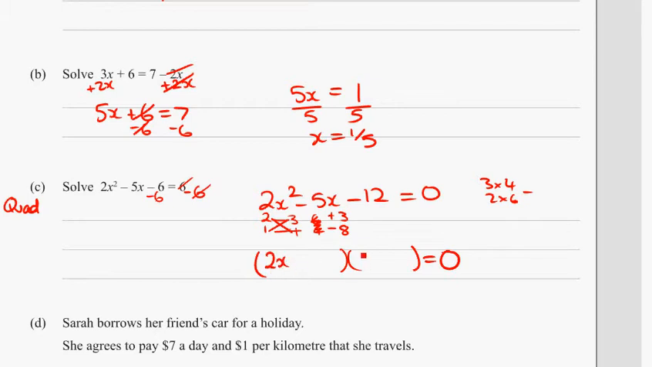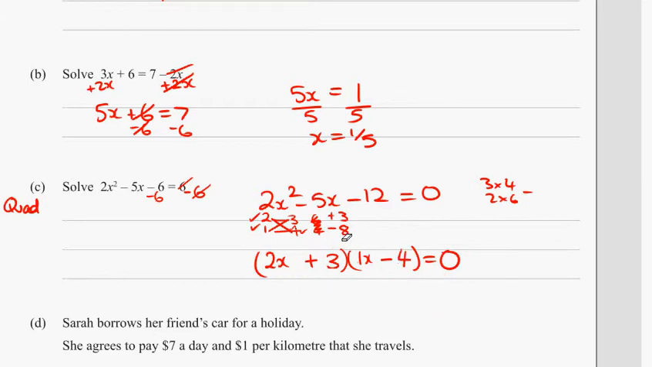I want a 2x and a 1x. I want the 2x to be multiplied by the 4, and in fact I want it to be minus 8, minus 8x, so we need the minus there, and the 1 to be multiplied by 3, positive 3. Now you can check that. 2x squared minus 8x plus 3x would be the minus 5x. I certainly get minus 12 on the end.